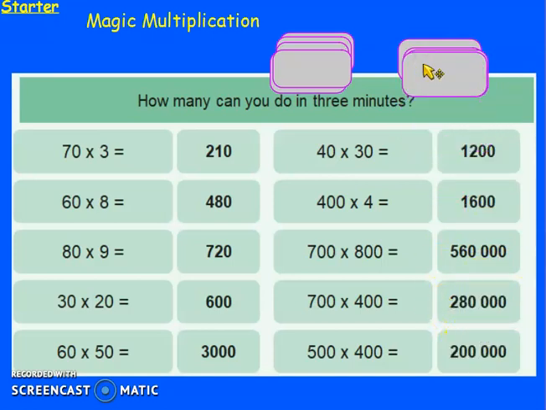Have you noticed anything about the questions and the answers? Yeah, most of the time, if the question's got 2 zeros, the answer will have 2 zeros. This doesn't happen all the time because the first multiplication might have an answer with a 0 in, which would change it. But more often than not, the zeros in the question help us determine the zeros in the answers. How many did you get right?